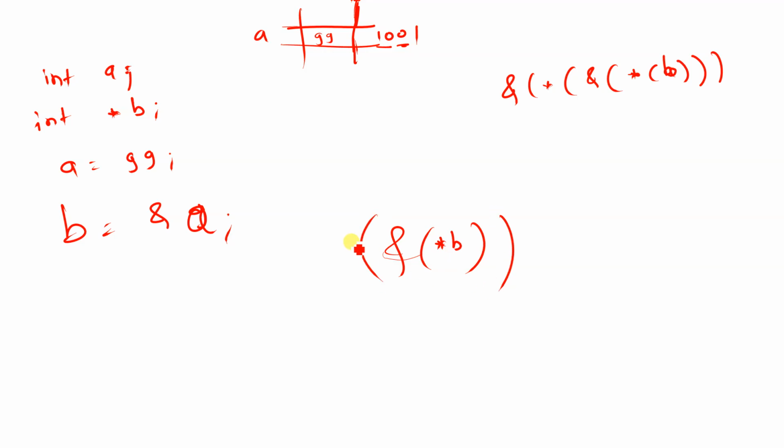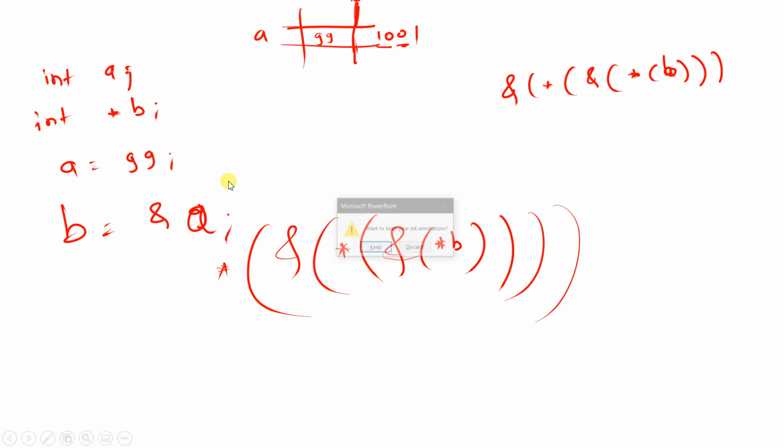If I put another asterisk here, what does it mean? The whole bracket resolves to 1001. Star 1001 means the value pointed by 1001. So now this will print 99. You go out again, this will print 1001. You go out again and this will print 99 again. There is nothing so confusing in it, guys. So don't worry if you ever get any such problem statement.